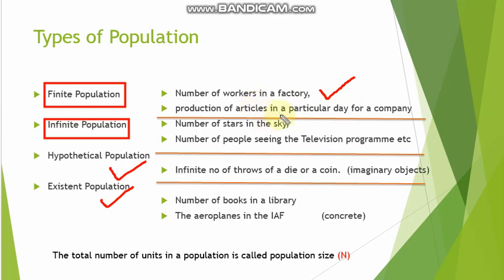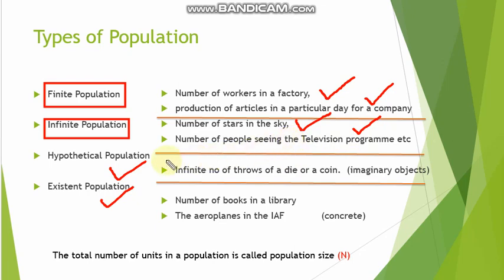Production of articles in a particular day for a company. A company produces a limited number of articles in a particular day, so therefore it is a finite population. So what is meant by infinite population? In an infinite population, the members or the items, the objects, are infinite. For example, the number of stars in the sky is an infinite population. The number of people seeing television programs. These are infinite populations.